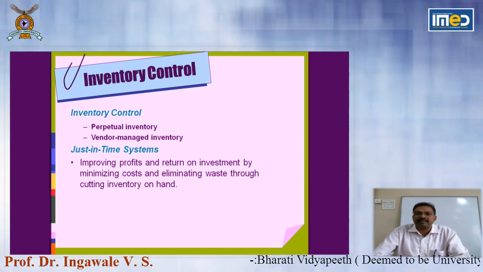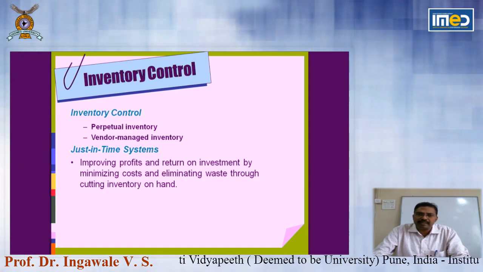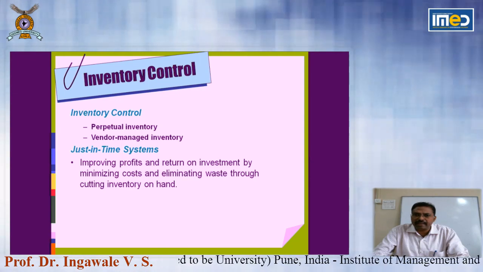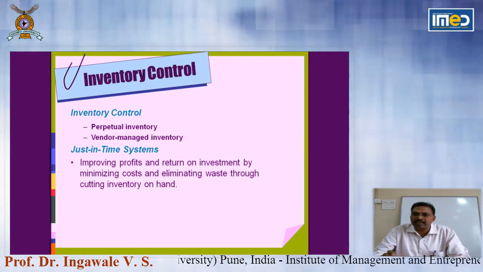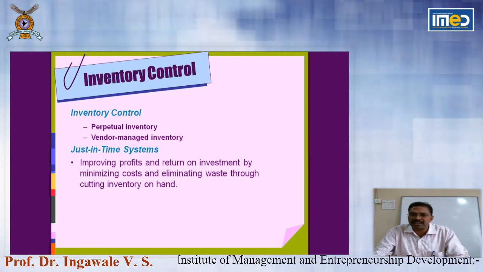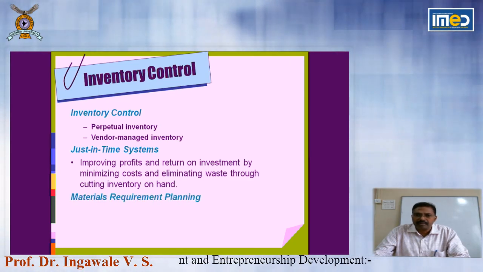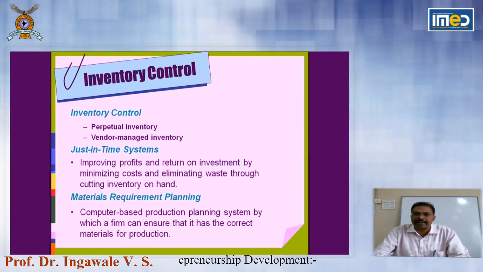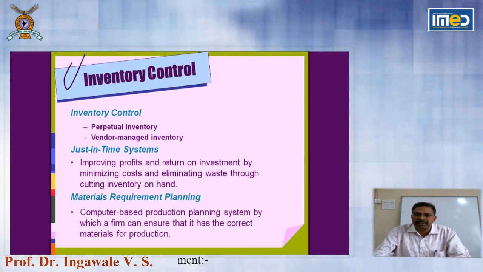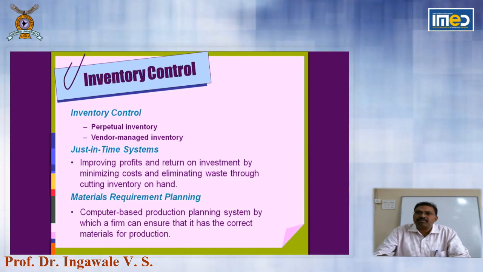The next concept, this is a recent concept, is the just in time system, the JIT concept. Here we improve products and return on investment by minimizing cost and eliminating waste. So we will focus mostly on waste and try to eliminate it. Waste may be related to transportation, etc., through cutting inventory on hand. Then next concept, materials requirement planning. Here it is a computer based production planning system by which a firm can ensure that it has the correct materials for production.